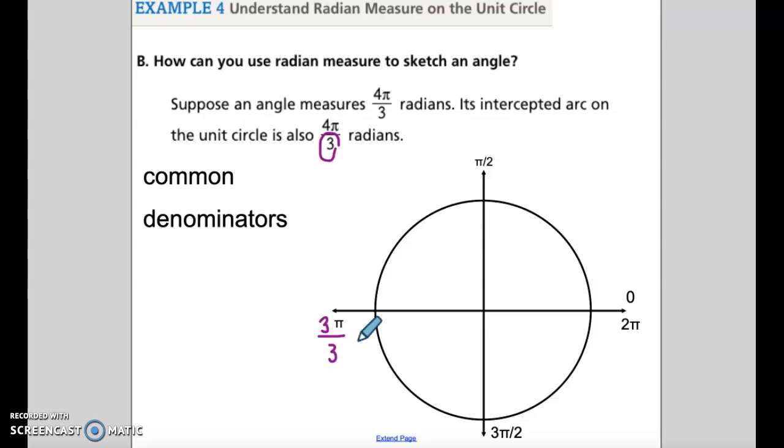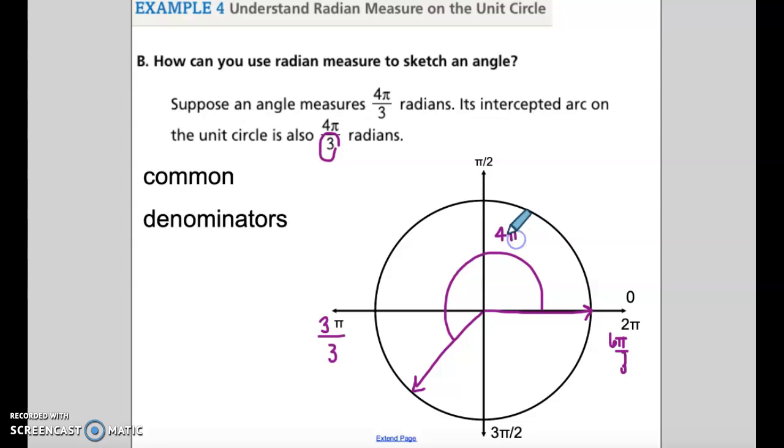Now let's do 2 pi. With a denominator of 3, my numerator has to be 6 pi, because simplifying 6 over 3 gives me 2 pi. So 6 pi over 3 is the same thing as 2 pi. Well, now where am I going to find 4 pi over 3? Here's my initial side. 4 pi over 3 is going to be just past 3 pi over 3. And all I have to do is give it a rough sketch. Here's my angle, 4 pi over 3.